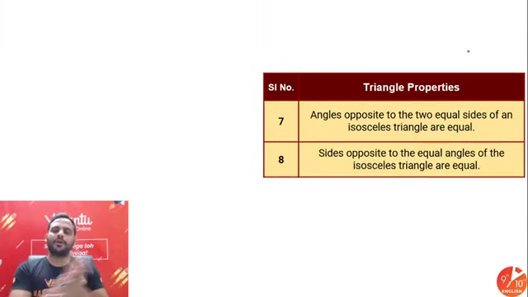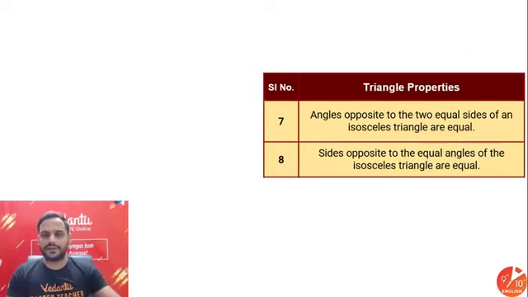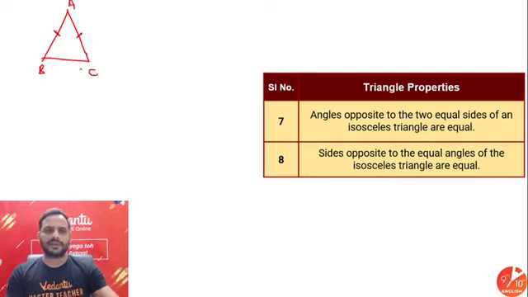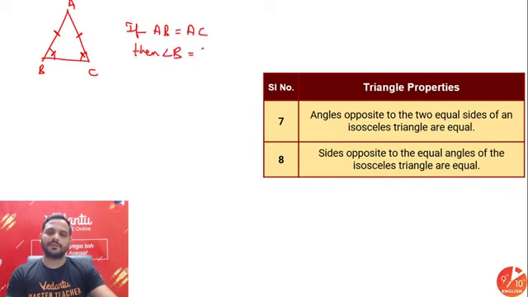Then the property of isosceles triangle, which is very important: in an isosceles triangle, if two sides are equal, the angle opposite to the equal sides will also be equal. So if AB is equal to AC, then I can say angle B will be equal to angle C, and the converse is also true.